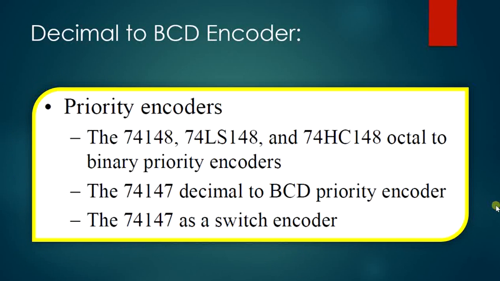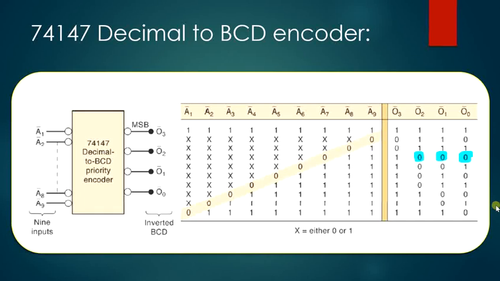Next is decimal to BCD encoders. Now, priority encoders are plenty. You have 74148, 74LS148, 74HC148, and these are basically octal to binary priority encoders. But the decimal to BCD encoder is the 74147, which is a priority encoder, and this particular encoder is also called the switch encoder. So let me explain with the 74147 IC and its truth table.